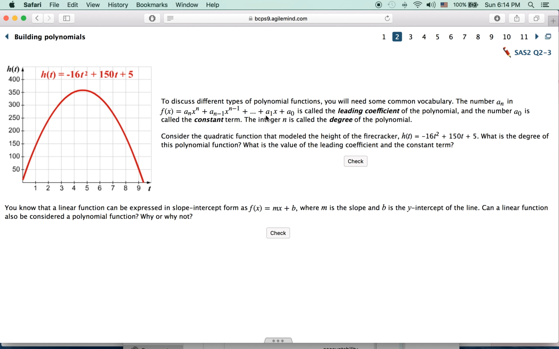Okay, so the leading coefficient of a polynomial, that's the number that is multiplying the highest order term of the polynomial. The last term, a naught, is the constant. The highest number in an exponent is the degree of the polynomial.